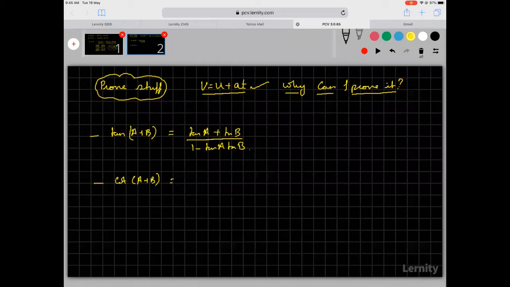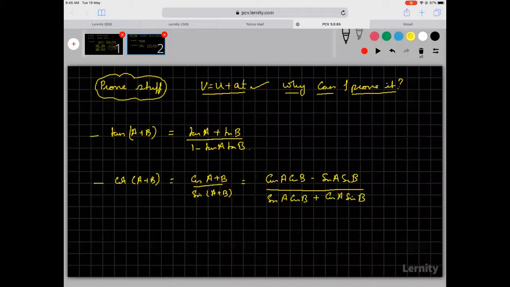Cot of A plus B will be cos of A plus B by sine of A plus B. When you work this out, it becomes cos A cos B minus sine A sine B, whole divided by sine A cos B plus cos A sine B. Because I want everything in terms of cot, I will divide everything by sine A sine B. So I'll get cot A cot B minus 1 divided by cot B plus cot A. So this is equal to cot of A plus B.